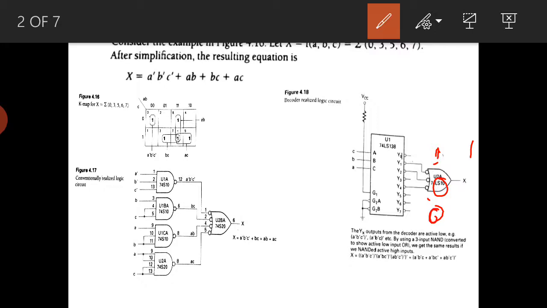So if the output is 1, this is not active, because the outputs are active at low values, so this is disabled. It means 0 0 1, which is not there in the min term. 1 is not there in the min term, so we should not get the proper output. That is, the output is disabled now, that is 1.